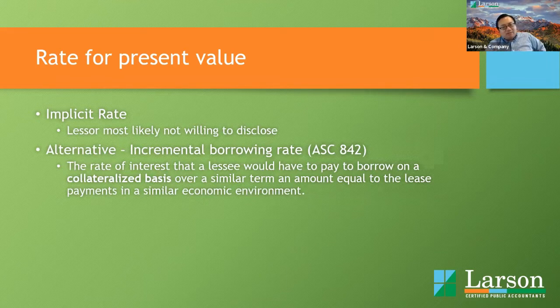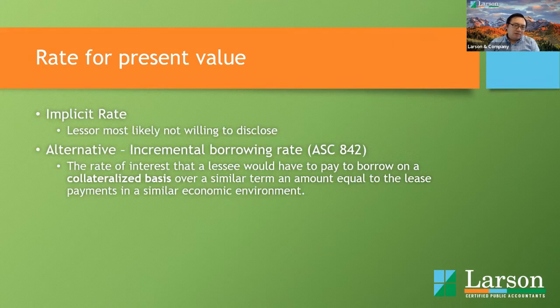So even though the guidance wants you to use the implicit rate, most companies I've seen use this alternative, which is the incremental borrowing rate, which is the rate of interest that a lessee would have to pay to borrow on a collateralized basis. And if you have that information handy, I would suggest you present value using that rate, whatever your collateralized borrowing rate is. And if you don't have one, you may be able to identify through similar companies what that rate would be.